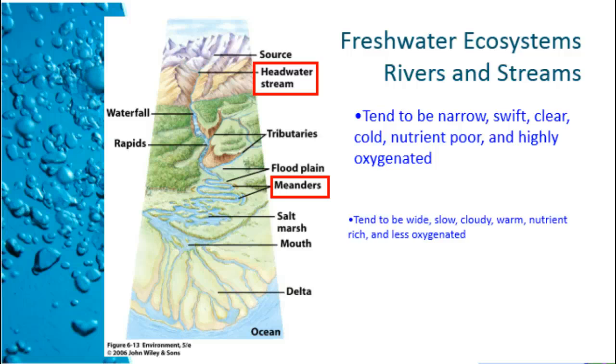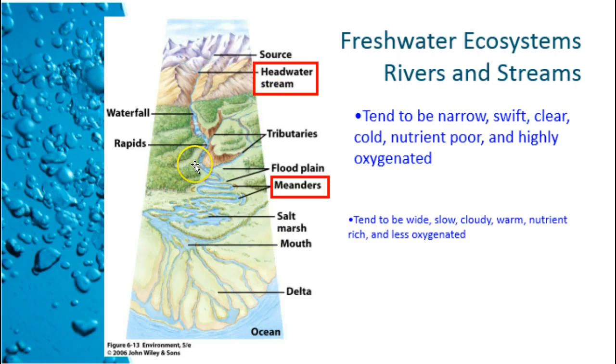You should also remember that the headwater streams tend to be very narrow because they're starting off small. They move quickly. The water is clear and cold. It doesn't have a lot of nutrients because it hasn't picked them up yet, but it has a lot of oxygen. So headwater streams are very clean and pure and make very good habitats for most organisms.